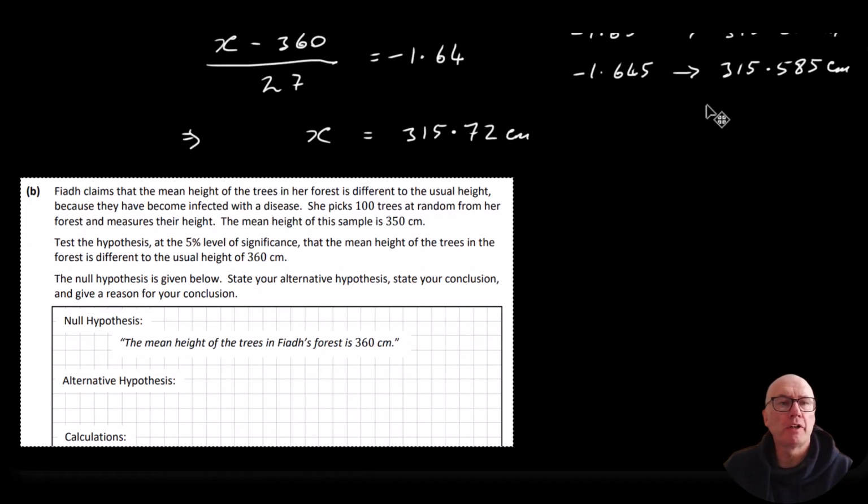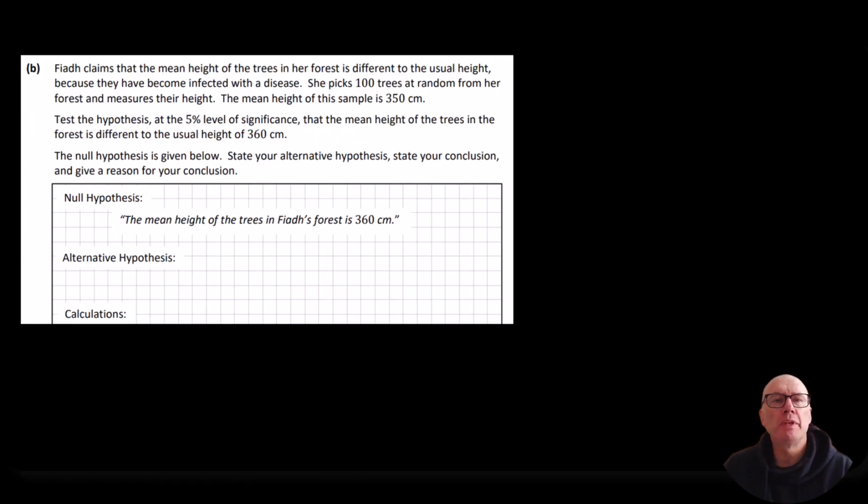Okay, this is part B. Fiach claims that the mean height of the trees in her forest is different to the usual height because they have become infected with a disease. She picks 100 trees at random from her forest and measures their height. The mean height of this sample is 350 centimeters. Test the hypothesis at a 5% level of significance that the mean height of the trees in the forest is different to the usual height of 360 centimeters.